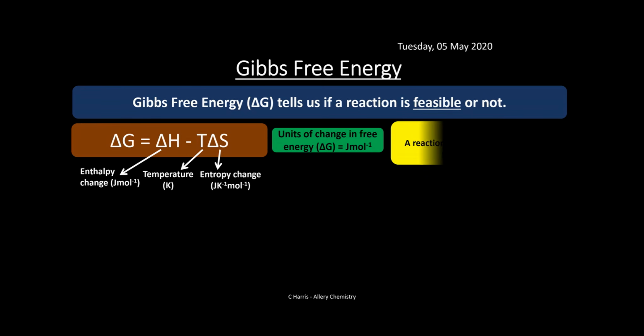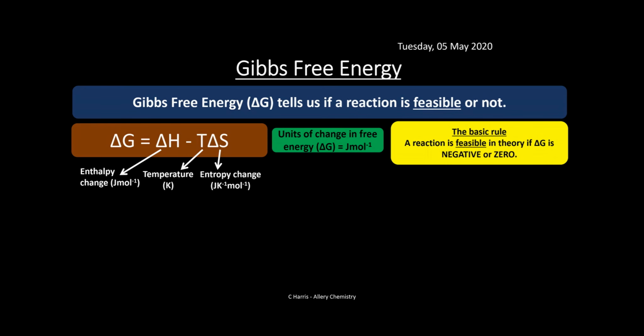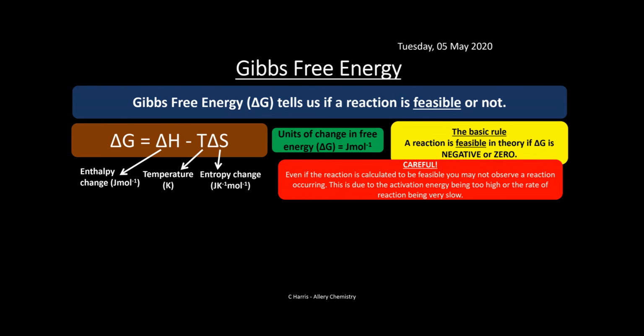Okay, so the basic rule, very easy. If a reaction is feasible, in theory, delta G is negative or 0. So if it's just feasible, it's 0. If it's negative, it's feasible. Okay, so theoretically, that's what we're saying. You've got to remember that, because that's what we're going to use in a minute.